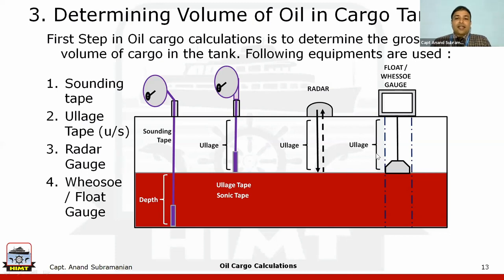So these are the four equipments we use on board a ship for finding out the ullages or the soundings. Ultimately, what we want is to find out the depth of the oil. So from the ullage, we subtract it from the depth of the tank, and we come to know the depth of the oil which is inside.